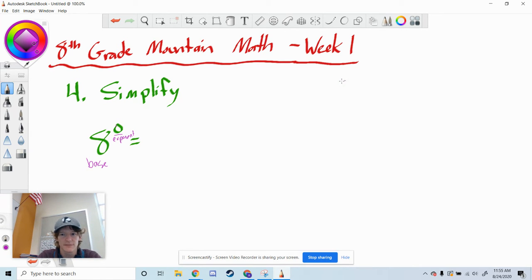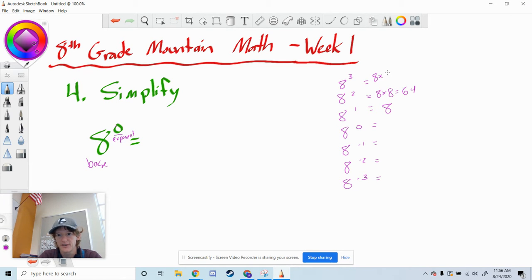Let's say, for example, I have 8 to the third, 8 to the second, 8 to the first, 8 to the 0, 8 to the negative 1, 8 to the negative 2, 8 to the negative 3. We have all of these exponents of 8. I know that 8 to the 1 is just 8. That's just one 8. Okay? This is 8 times 8 equals 64.